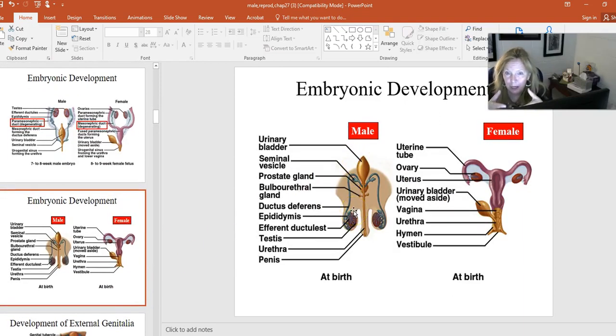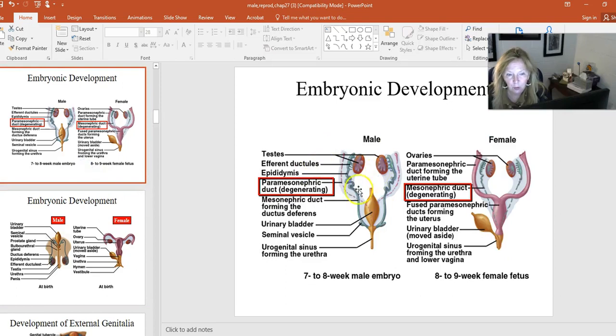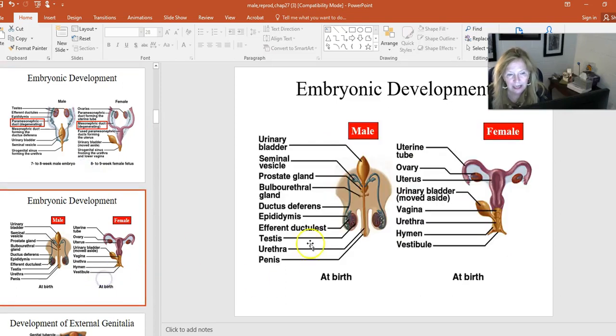So the testes are beginning to develop, and eventually the testes will drop down out of the abdominal cavity, the pelvic cavity, and drop down into the scrotal sac. Here they're forming at 7 to 8 weeks, and by birth the testes have actually moved through a structure called the inguinal canal on the right and the left side, and now the testes are in the scrotal sac.